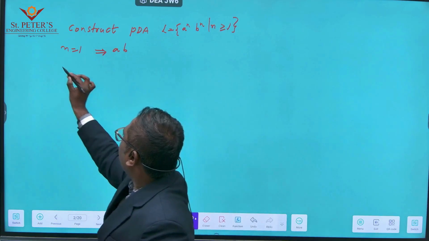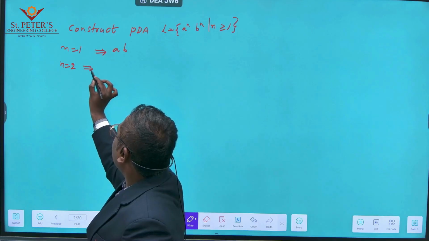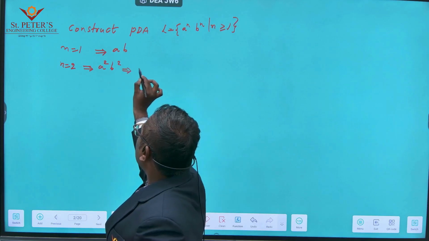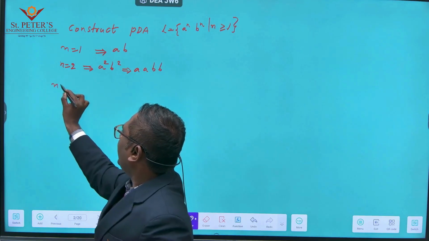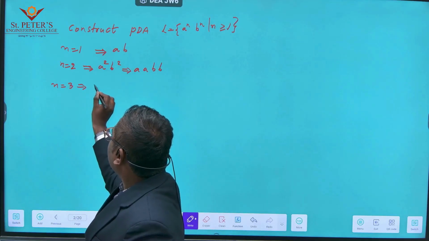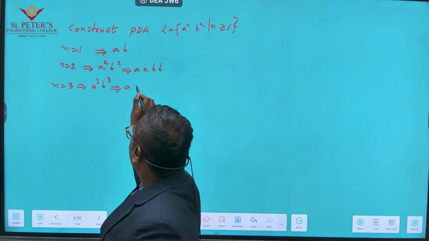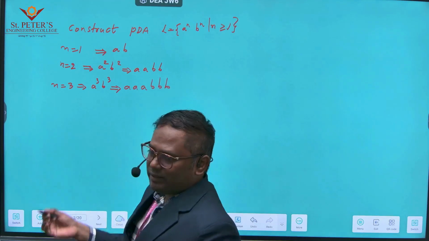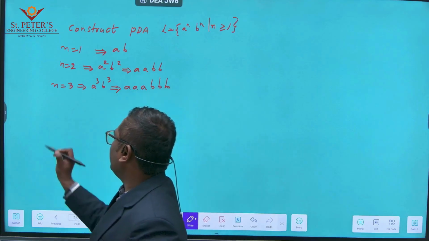For example, if n is equal to 2, the string generated is a square b square. This I can write as double A followed by double B. If n is equal to 3, the string generated is a cube b cube. This I can write as triple A followed by triple B. Likewise, if you substitute the n values, the strings will be generated continuously.